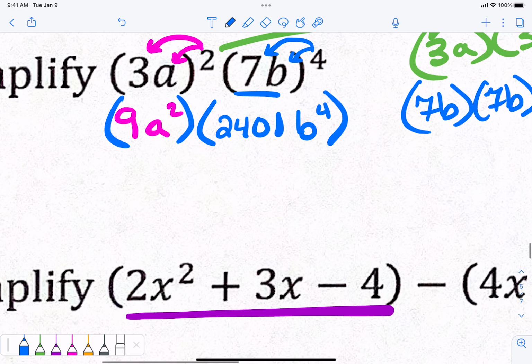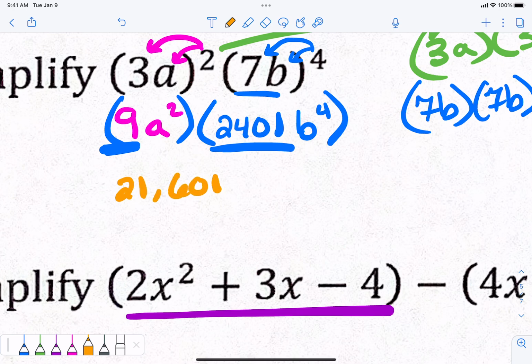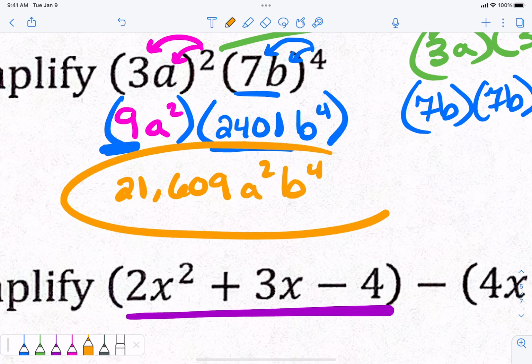Okay? Now what do I do? You take 9 times, yeah, can you put them together? 9 times 2401, huge number. 21,609. And then what? a to the second, b to the 4th. You can't put anything else together, so it's just like that. Good? Happy with that? You do parentheses, and then at the end we're going to multiply the 2 remaining pieces together.